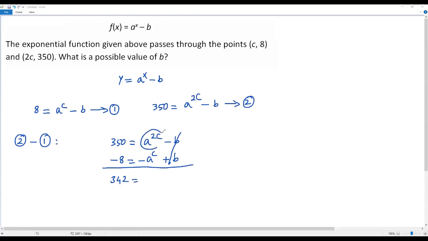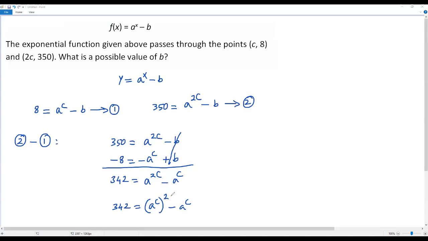On the right side, we have a^(2c) minus a^c. So 342 equals, here we can write this a^(2c) as (a^c) whole squared minus a^c. Because here we have base a and exponent c, and for this complete thing again we have exponent 2. Whenever we have two exponents like this, we can multiply the two exponents 2 and c. So this is equivalent to this.